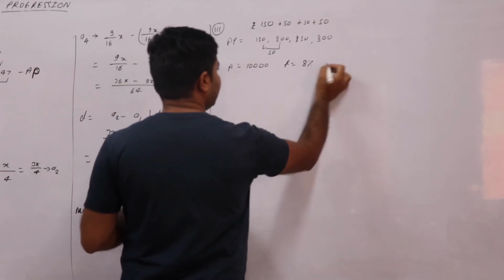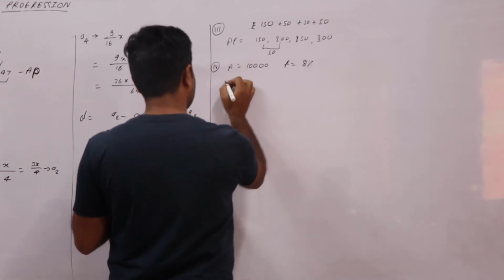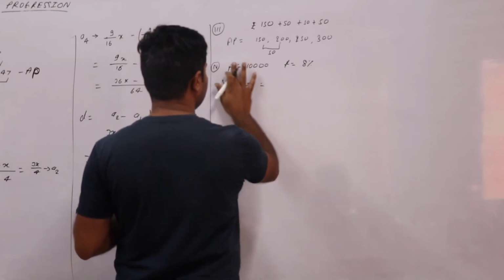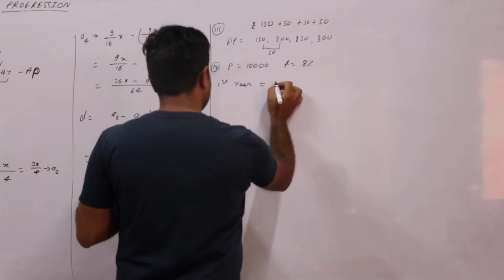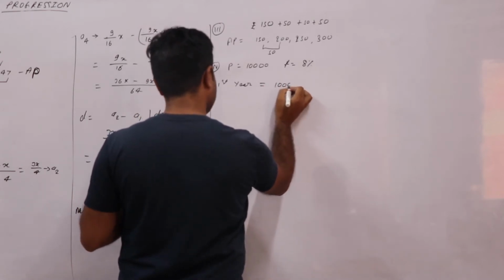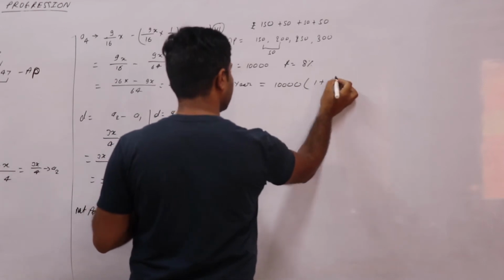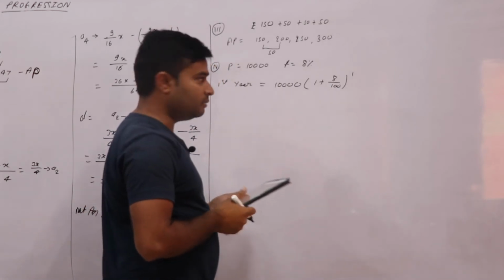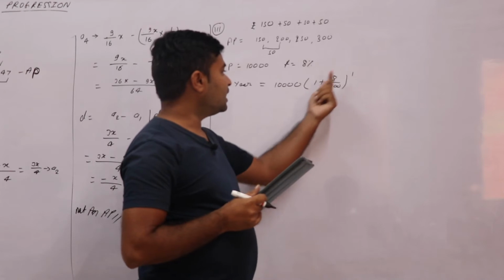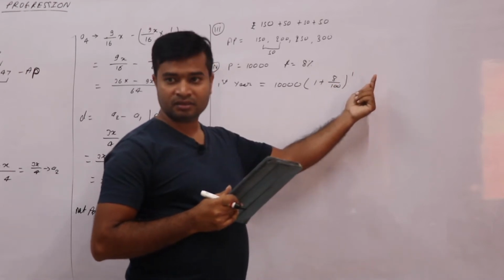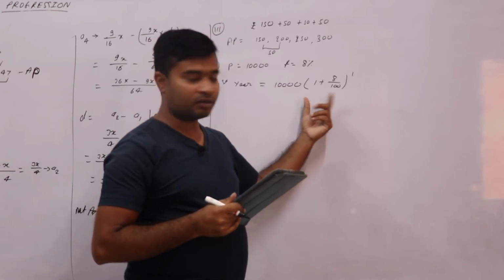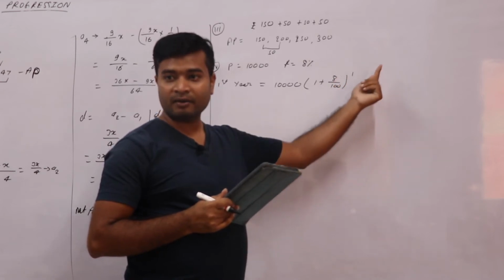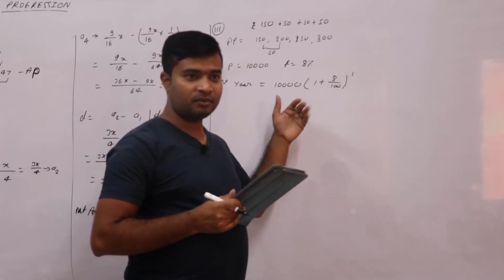So we are taking time as 1, 2, 3, 4. First we are finding for the first year. Actually, this is the principal. So what is the formula? 10,000 into 1 plus 8 by 100 to the power time. That is P into 1 plus R by 100 to the power T. This is the formula for compound interest. If you're not remembering, you can write it.